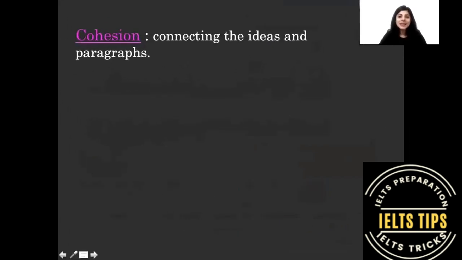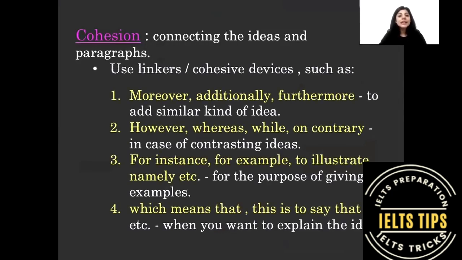Cohesion, on the other hand, is marked on how well you connect the ideas and paragraphs. And this can be done by using linkers and cohesive devices, such as moreover, additionally, furthermore, to add a similar kind of idea. However, whereas, while, on the contrary, in case of contrasting ideas. For instance, for example, to illustrate, namely, etc., for the purpose of giving examples. Which means, this is to say that, etc., when you want to explain the idea.